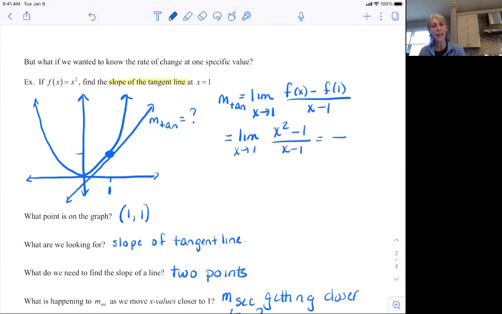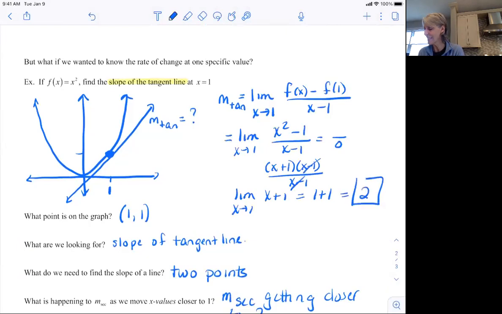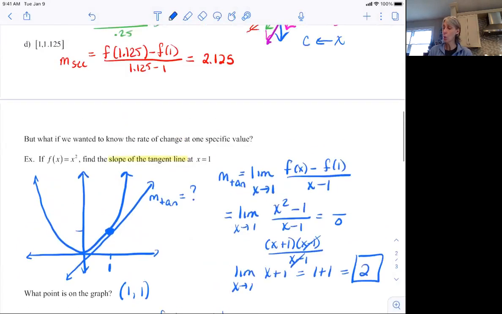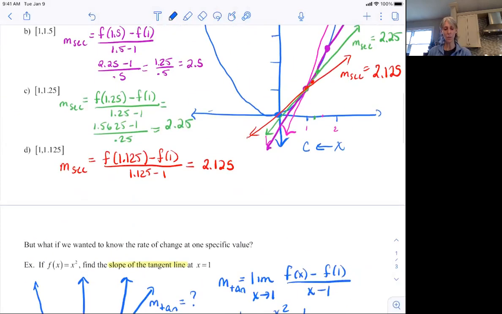When I evaluate that limit, I know I get a 0 in the bottom. So I have to factor and reevaluate the limit. So the limit as x approaches 1 of x plus 1, and my slope is indeed 2. So the instantaneous rate of change, or the slope of the tangent line, at that point is 2, which makes sense from what we did above.